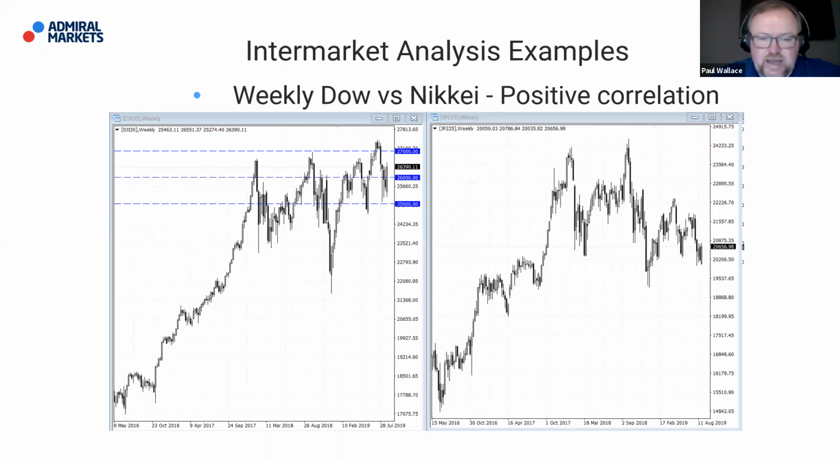And here's another example of the intermarket analysis. What we're looking at here is the weekly Dow versus the Japanese Nikkei again, and there's a positive correlation. They don't move exactly the same, but there is a positive correlation in the sense that as the Dow has overall strengthened its way up, so do we see that in the Nikkei as well.